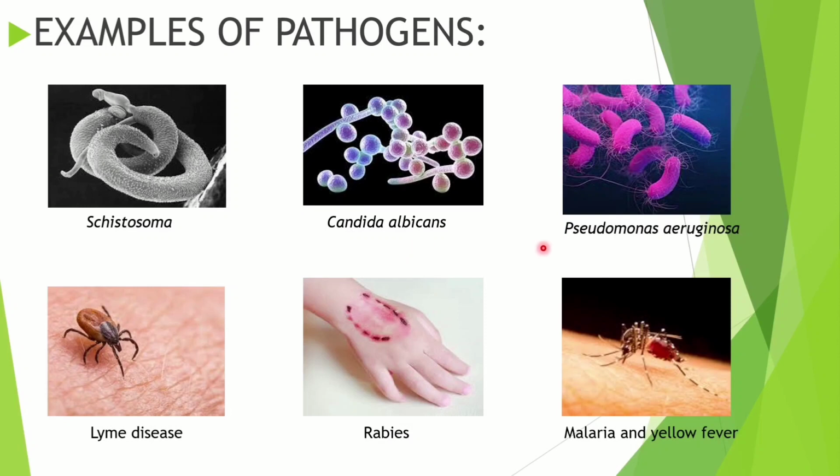And next one, it is Pseudomonas aeruginosa. It is a gram-negative bacteria which causes opportunistic infections, that is, infection which occurs during existing diseases, most notably in cystic fibrosis and traumatic burns.